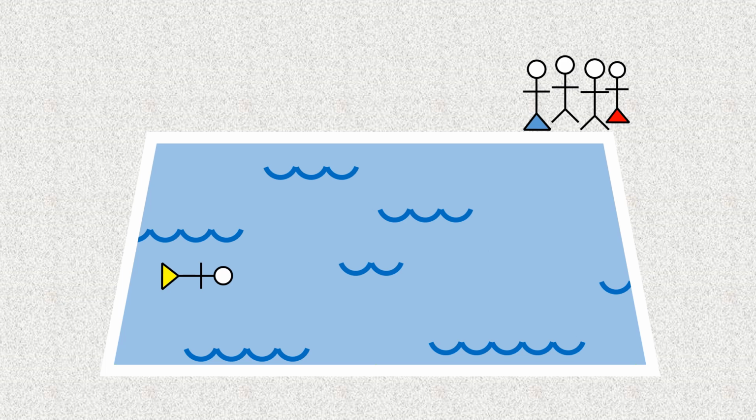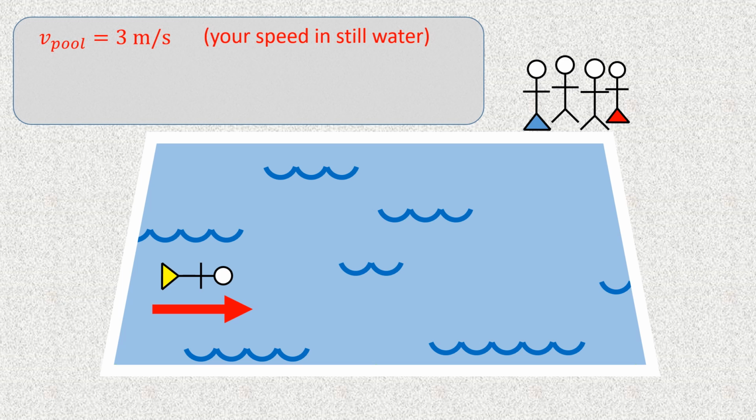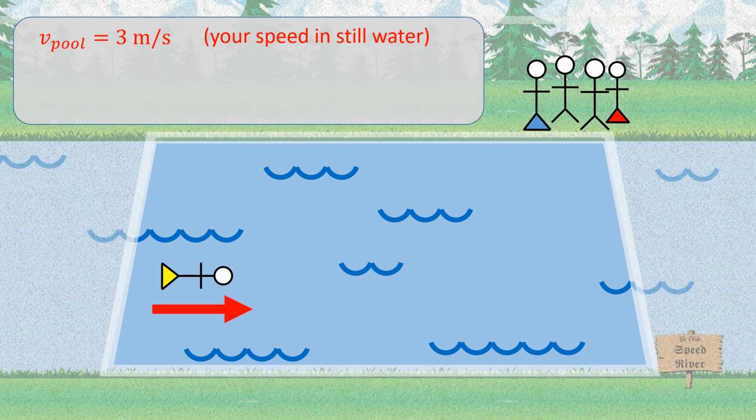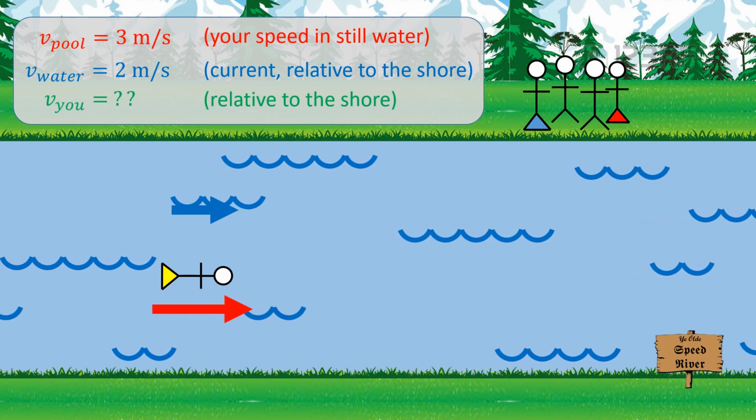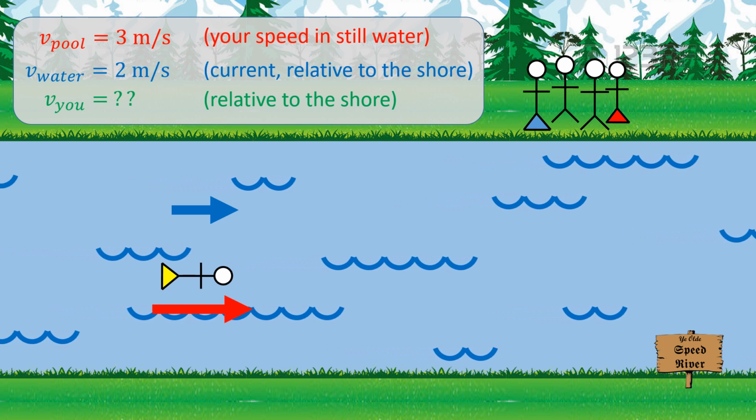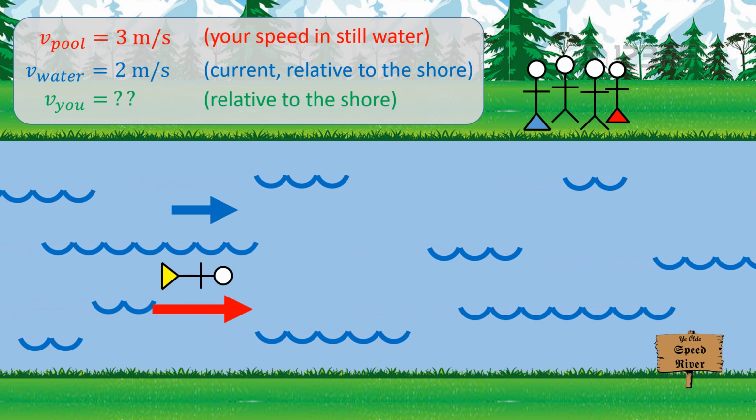Let's start with a simple example. Suppose you want to impress your friends, showing them how fast you can swim. You can swim in still water at a certain speed, let's call it V pool. But today, you're going to swim down the Speed River. If the current in the Speed River is 2 meters per second, how fast will you appear to be swimming from the perspective of your friends on the shore?